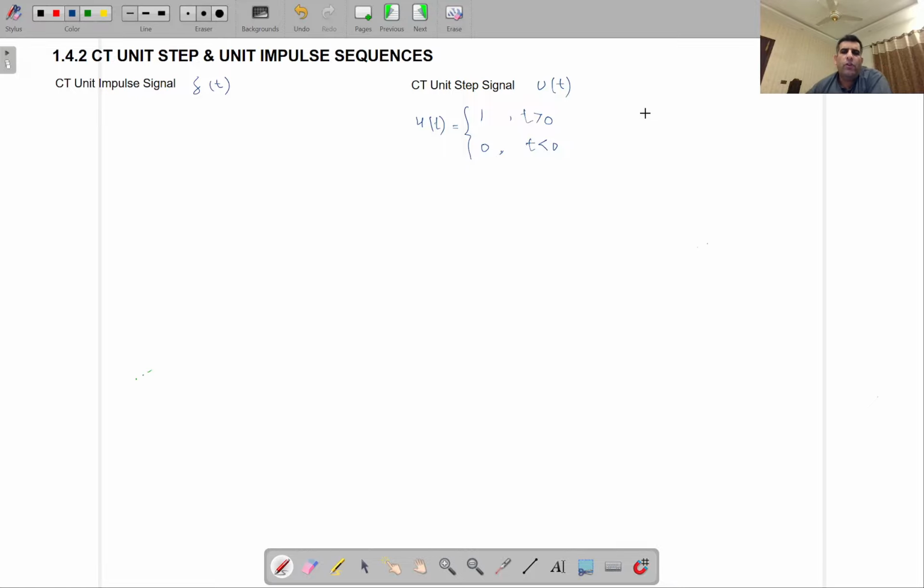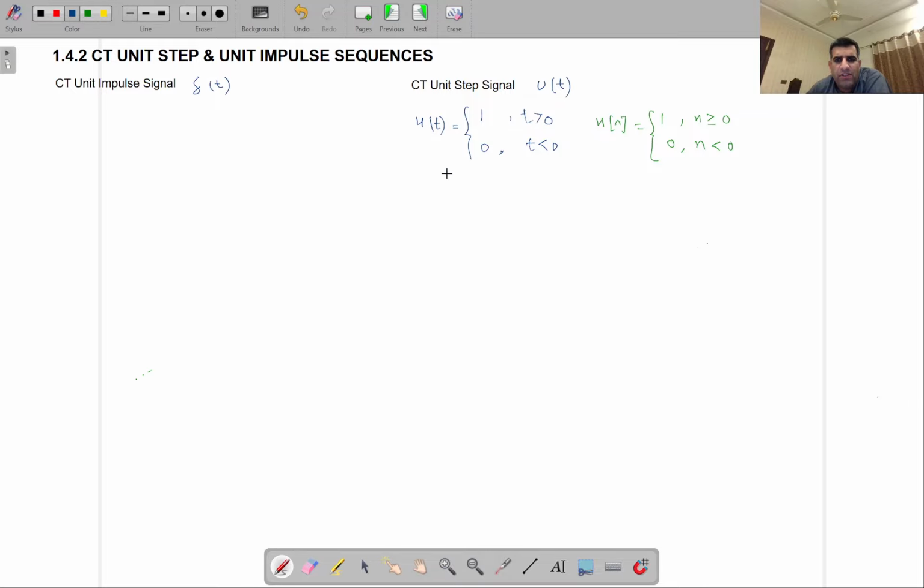If you're wondering what the difference is between the discrete time version and the continuous time version, let me very quickly write the discrete time version over here. The discrete time version was u of n. It seems the same, but there is one difference: 1 for n greater than or equal to 0 and 0 for n less than 0. So now I believe you can see where the difference is. The difference is that the continuous time unit step signal is not defined at t equal to 0.